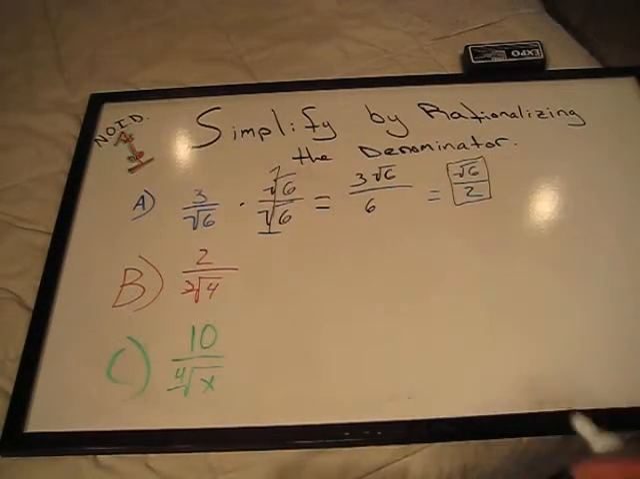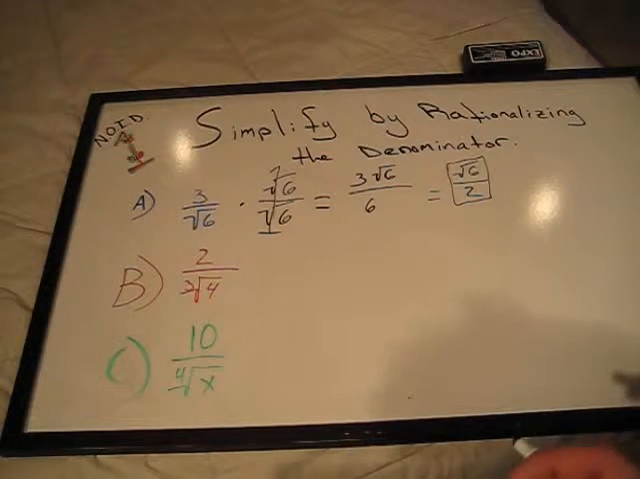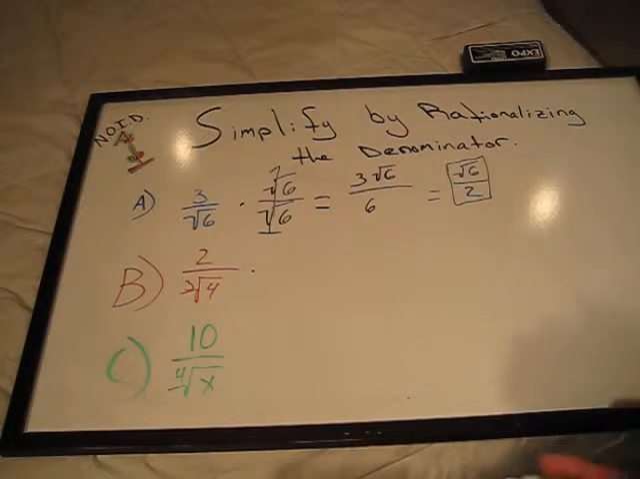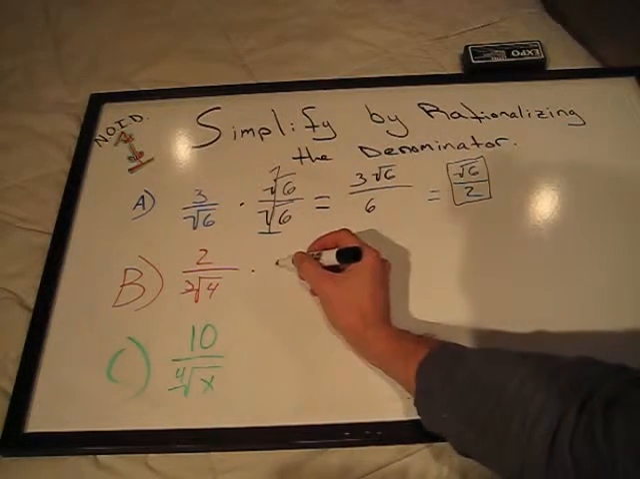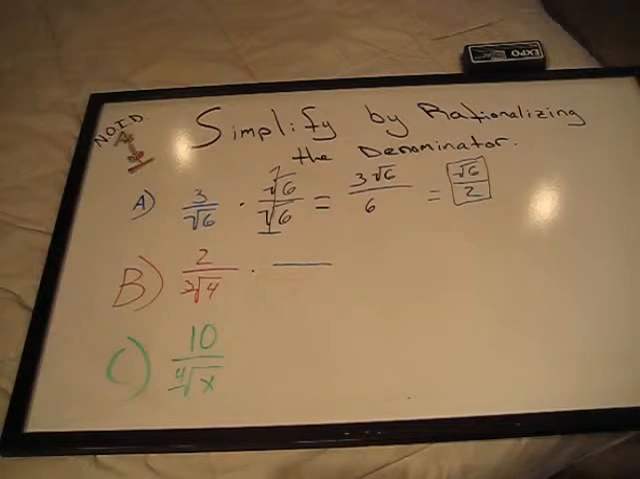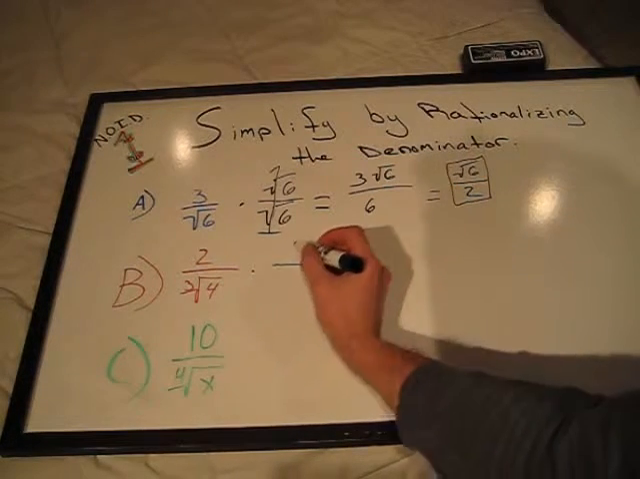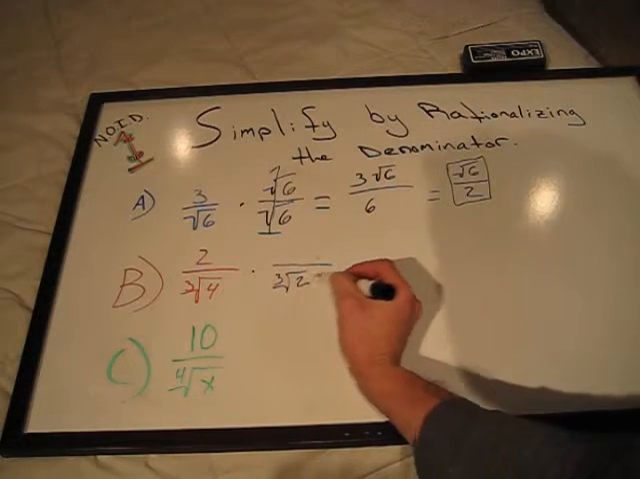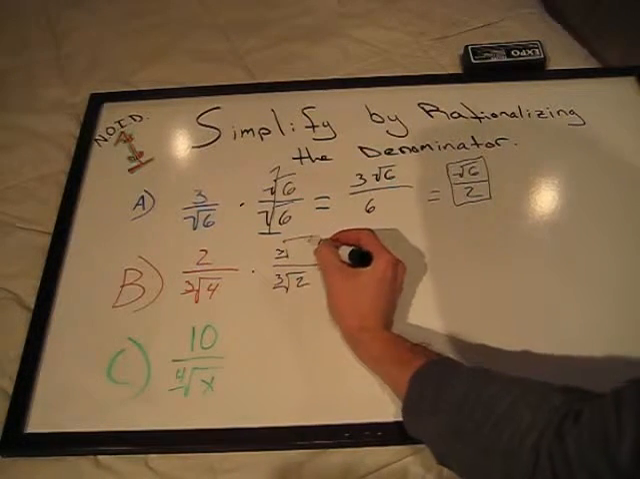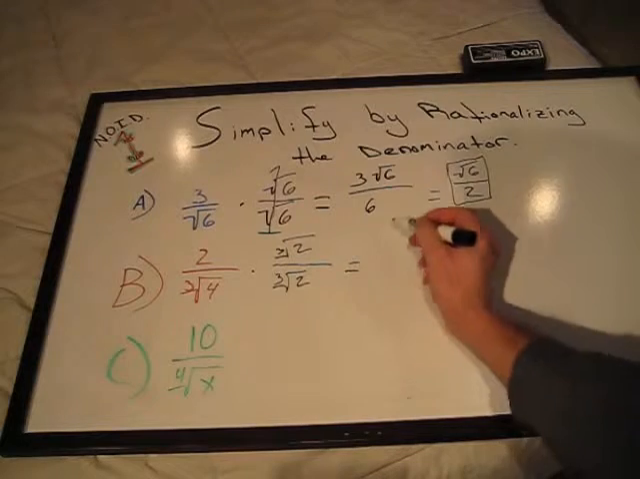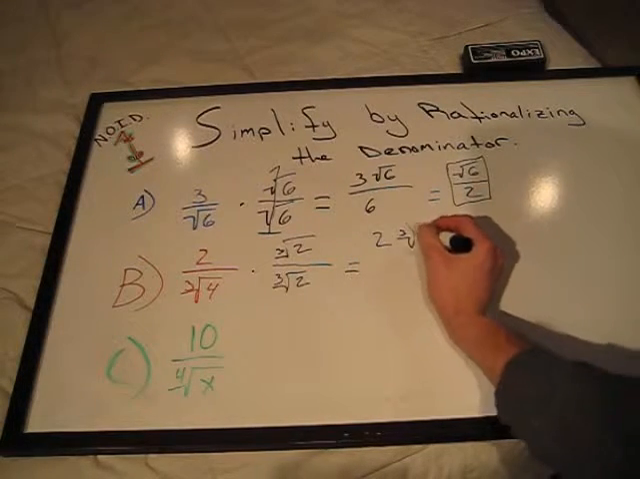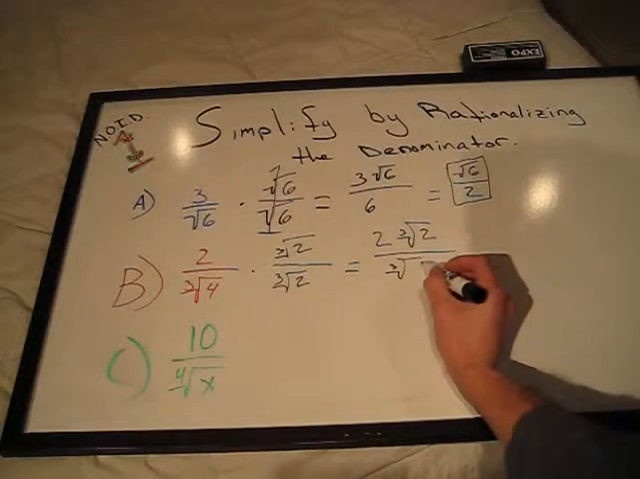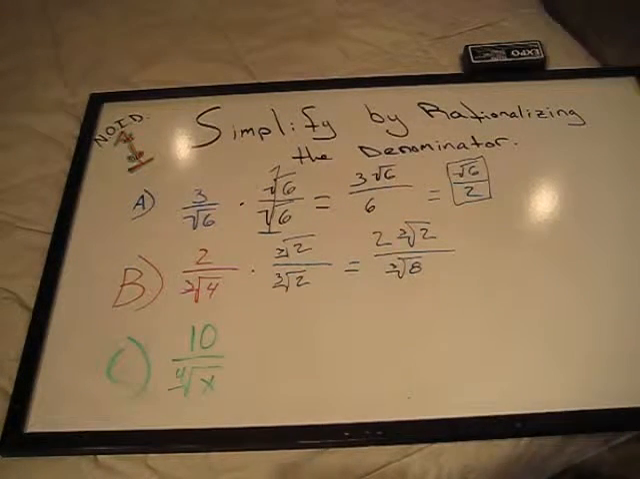For B, we're going to do the same thing. We're going to multiply our problem by something that equals 1. And in this case, since we have a cube root here, we'll try and make our denominator a perfect cube. So we'll multiply by the cube root of 2 over the cube root of 2. And we'll get 2, the cube root of 2, over the cube root of 8. And we'll simplify that out.